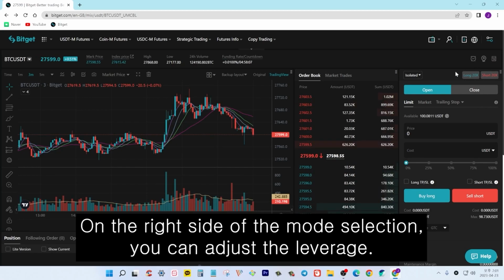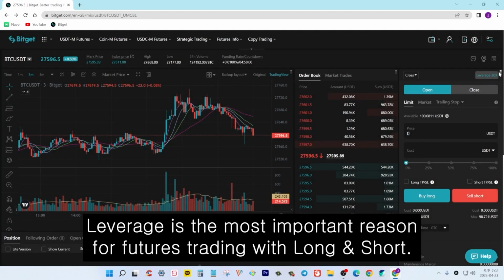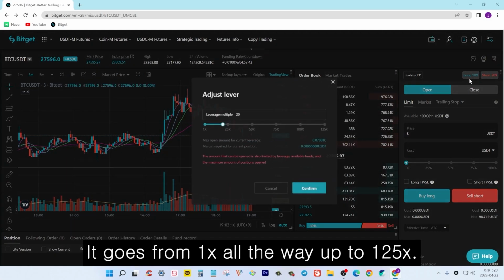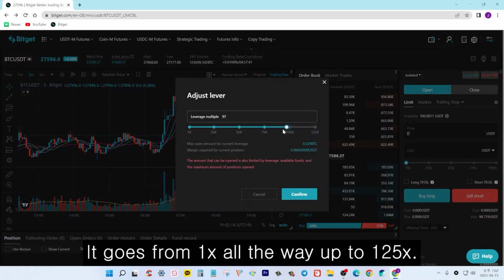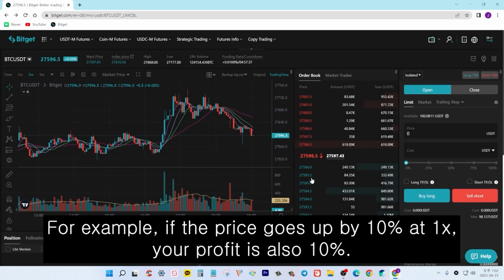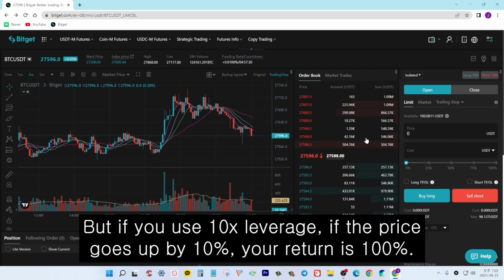On the right side of the mode selection, you can adjust the leverage. Leverage is the most important reason for futures trading with long and short. It goes from 1x all the way up to 125x. For example, if the price goes up by 10% at 1x, your profit is also 10%. But if you use 10x leverage and the price goes up by 10%, your return is 100%.